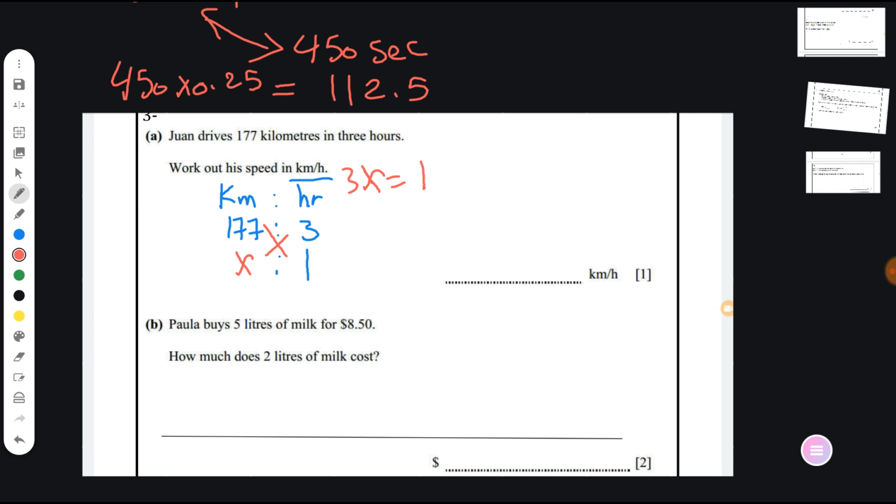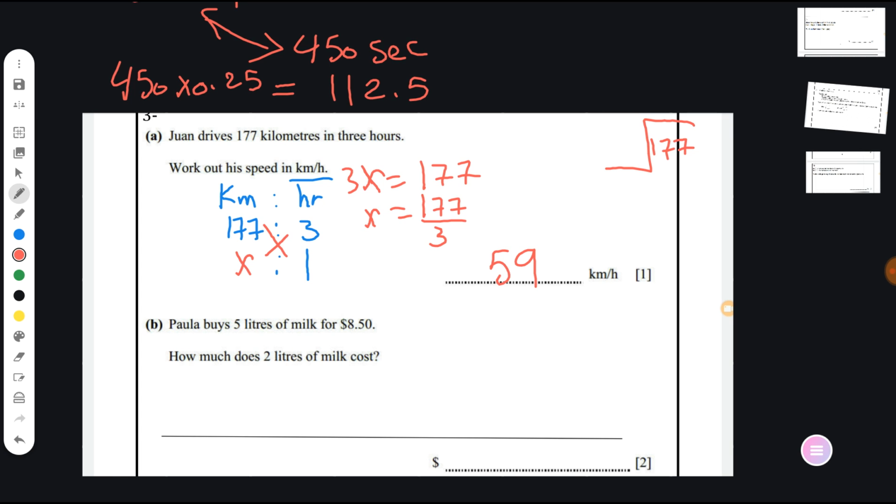So 3x will equal 127. Send the 3 across by division, so it will be 127 divided by 3. Use long division, or use a calculator, because in paper 2 it's allowed to use a calculator, so you can solve it directly. So at the end it will be 59 kilometers per hour.